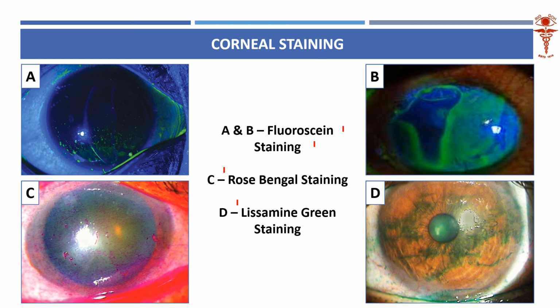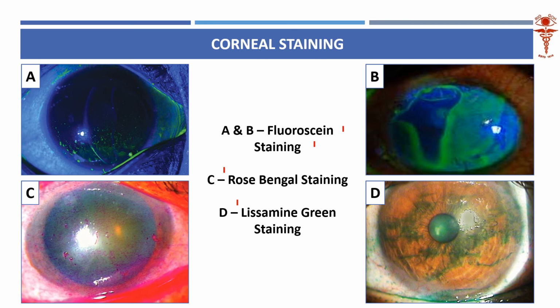Can you see the blue light? The blue light will show the dark pink color of fluorescein as a green fluorescence. You can see the green fluorescence. That green fluorescence is from the stained fluorescein. You can see it nicely here. So if you see a fluorescein staining, then it means there is some pathology in the corneal layers.